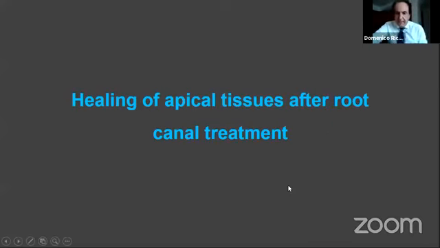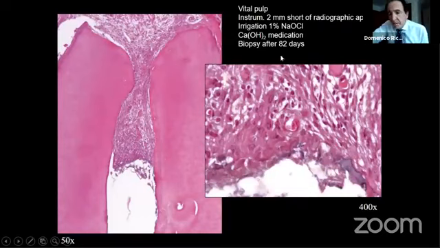So what is the healing? Now, this is an experiment I did almost 35 years ago in the human. At that time, we could do that, not today. This is a maxillary central incisor with irreversible pulpitis. The canal was instrumented 2 millimeters short of the radiographic apex. No locators at that time. Irrigation, 1% calcium hydroxide medication. And then after 82 days, a biopsy of the root tip with the surrounding bone was taken.